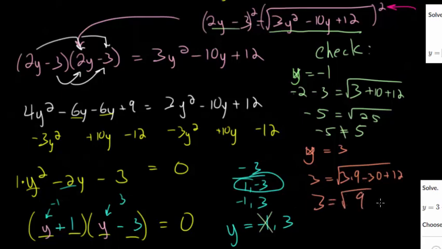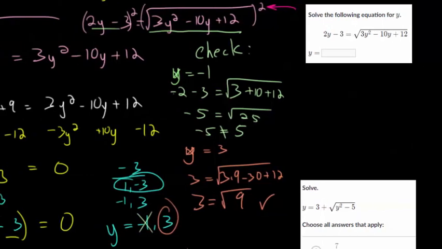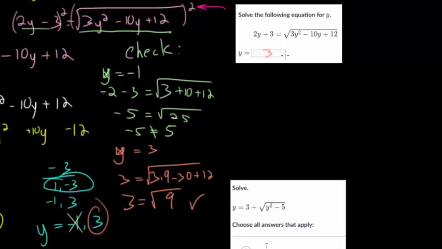The square root of 9 is 3, so we know at least one of these solutions made sense and worked when we checked it, and negative 1 was an extraneous solution. So we can put y is equal to 3 into the box.